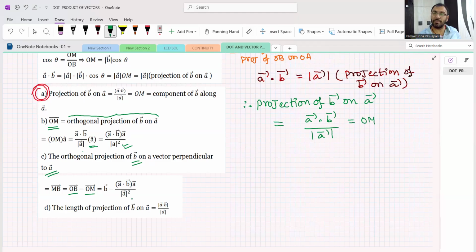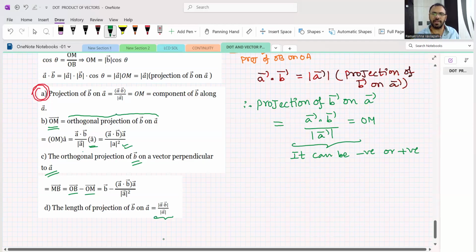Remember, this projection can be negative or positive. If it is positive, it lies along A bar. If it is negative, it lies opposite to A bar. And if they ask for the length of the projection of B bar on A bar, then you can write the modulus of A bar dot B bar by mod A bar.